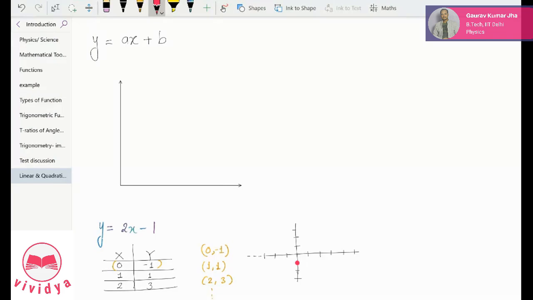Okay, so this is the point. The second point is 1 comma 1. So let us locate that point as well. x equal to 1 is this point, y equal to 1 is this point. So this is 1 comma 1. Similarly, 2 comma 3 if you want, but otherwise I'm fine with 2 points.